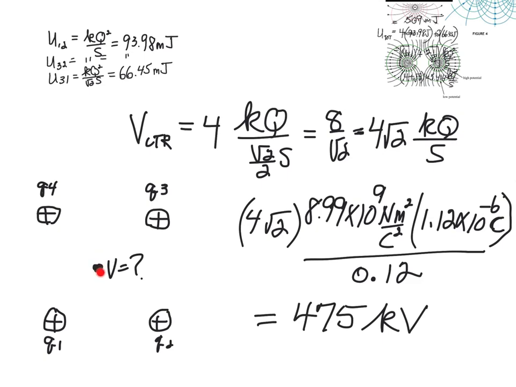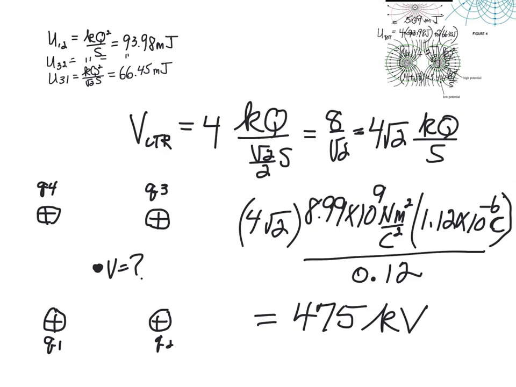Okay, so V at the center is going to be 4 terms, 1 for each charge. And K is K, Q is the charge, and the distance, as we said, is the square root of 2 over 2. That inverts and multiplies to 8 over the square root of 2, which simplifies to 4 times the square root of 2 times KQ over S. So see if you can follow that.